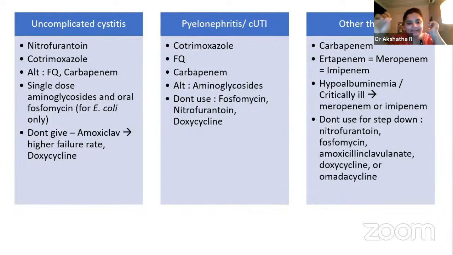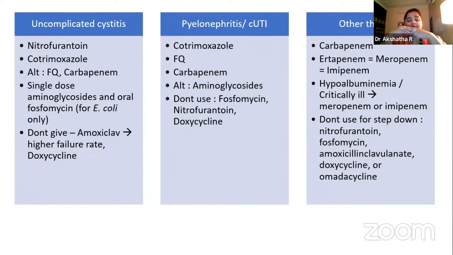The guidance specifically says don't give amoxiclav, because there was a study done in 2005 which showed that amoxiclav was associated with a higher failure rate. And this amoxiclav I'm talking about in relation to the organism. So if the organism is ESBL-E, don't give amoxiclav. It is not a general rule; for enterococci, you can as well give it.